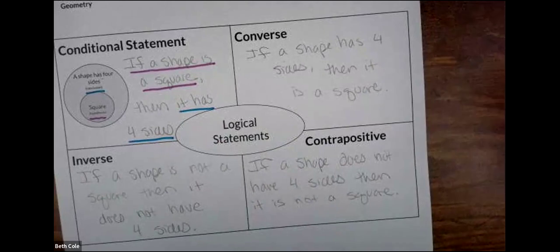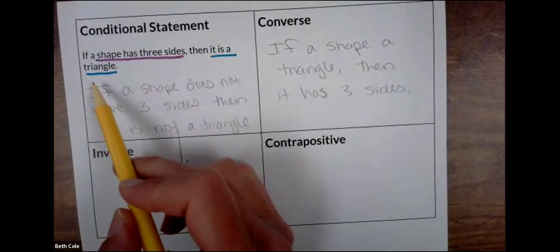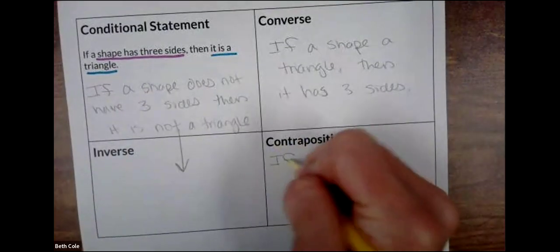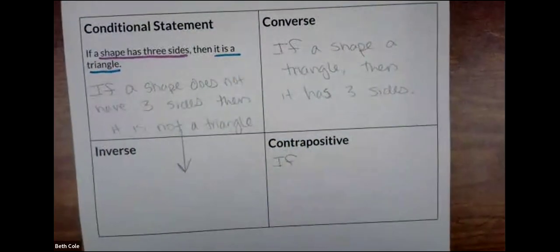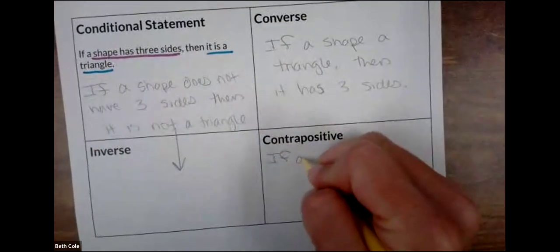Perfect. So converse means you flip it. Inverse means you negate it. And a contrapositive means you do both. It really does help if you color code the original statement so that you can see what goes where. Then we'll just try that last one about the triangle, okay? If a shape has 3 sides, then it is a triangle. So we're going to say if what? Look at the blue part because you want to flip it around. If a shape is not a triangle, perfect.